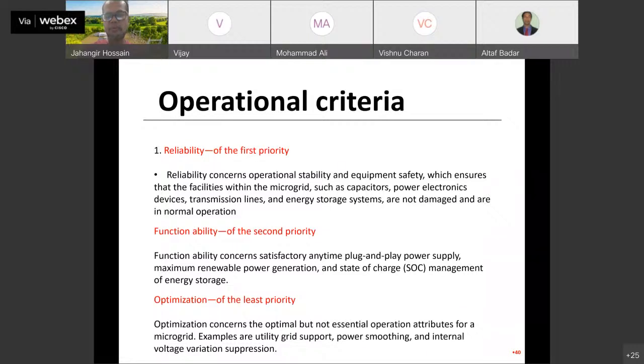So once you have got an optimized system, it would even be more cost effective. That would be your third priority, and that also helps you to better control and better maintain the voltage and frequency range.